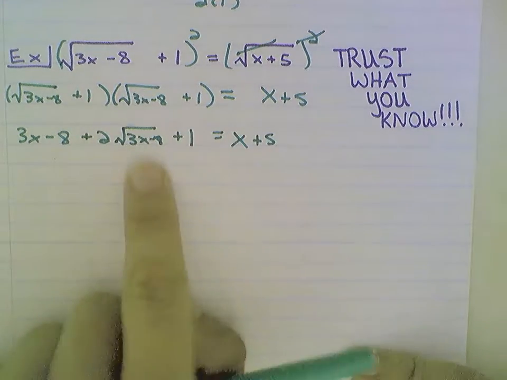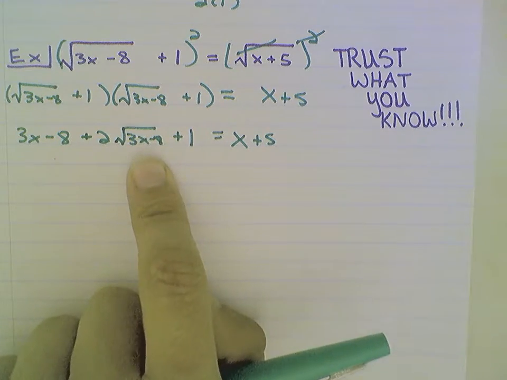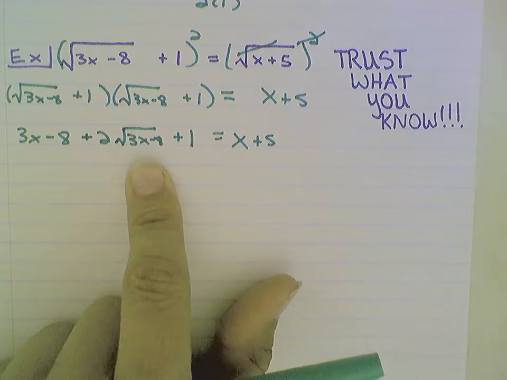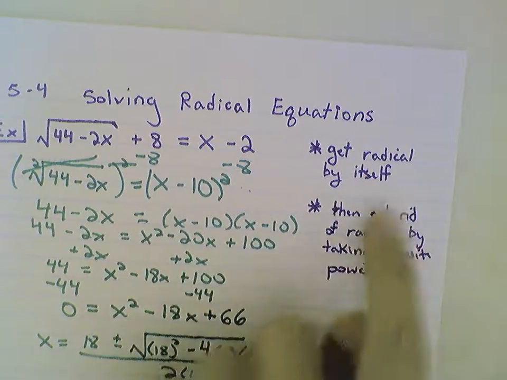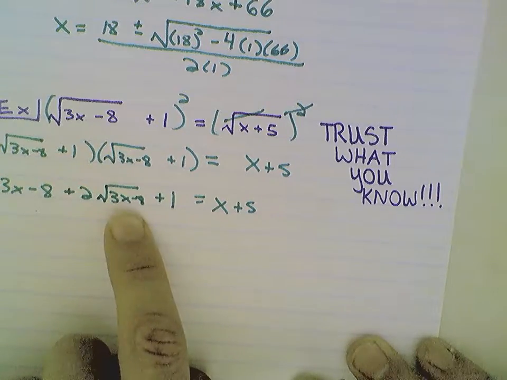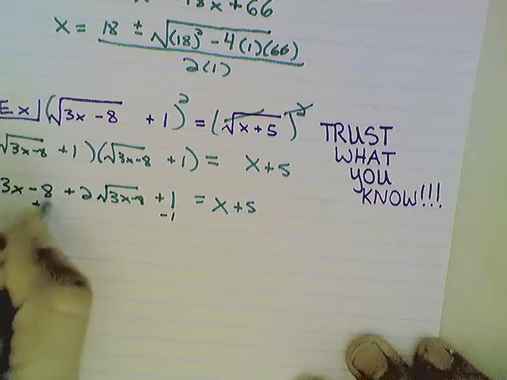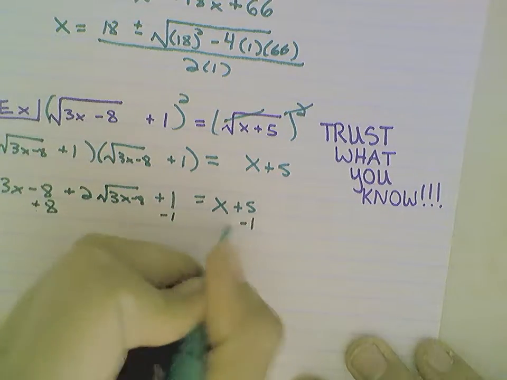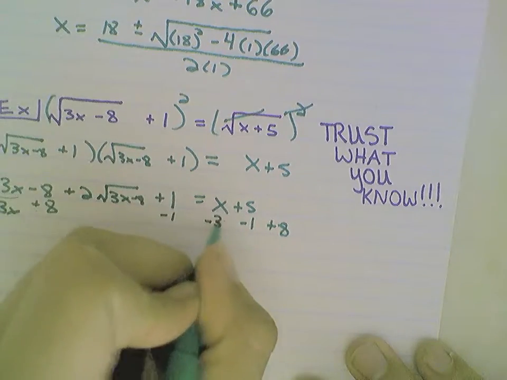And now you'll notice I still have a radical in my problem. So just as before, anytime I have a radical in my equation, my step needs to be to get the radical by itself. So I need to remove this other stuff to get the radical alone. So I'm going to subtract 1, and I'm going to add 8 to both sides. And then I'm also going to subtract the 3x from both sides as well.